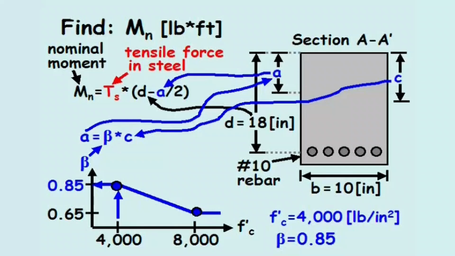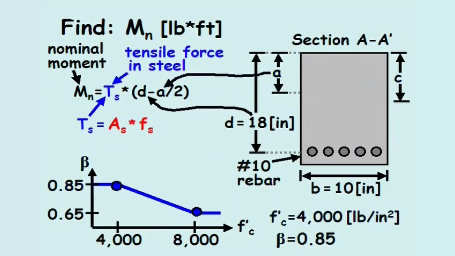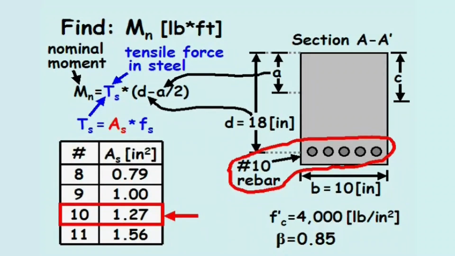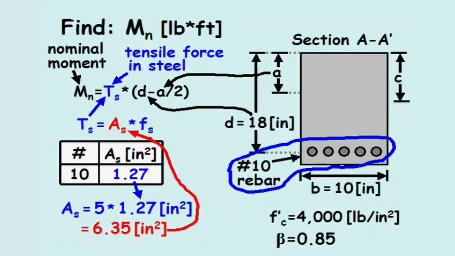The tensile force in the steel equals the area of the steel, AS, times the tensile stress in the steel, FS. The cross-section shows the beam is constructed with 5 number 10 reinforcing bars of steel. The area of steel in one number 10 reinforcing bar can be looked up in a table and equals 1.27 inches squared. Therefore, the total area of steel equals 5 times 1.27 inches squared, or 6.35 inches squared.